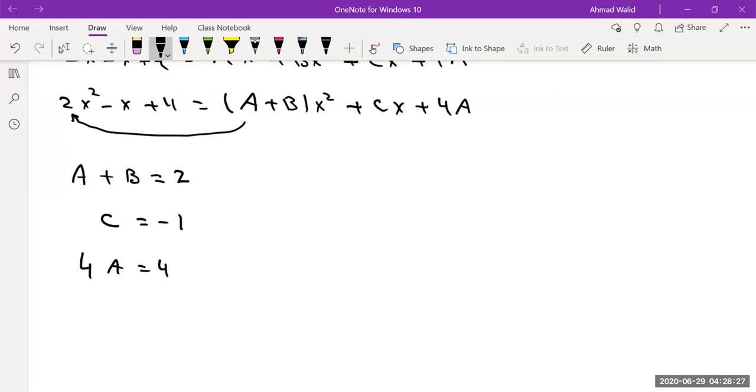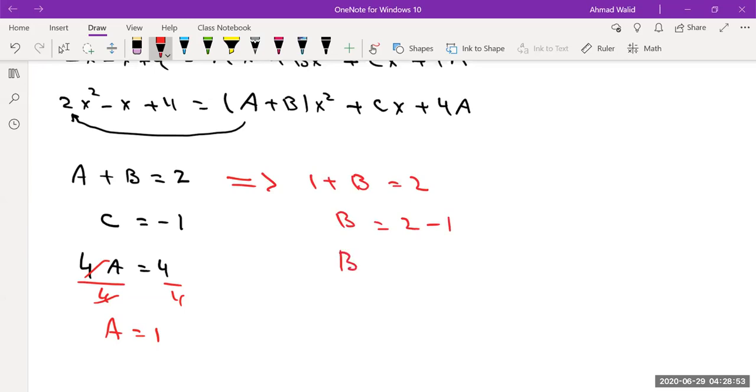You have the value of C already, and here if you divide both sides by 4, you can get the value of A. If I divide both sides by 4, 4 cancels out with 4, then A equals 1. And if I plug the value of A into this equation, 1 plus B equals 2. It means B equals 2 minus 1. That means B equals 1. Now I have the value of A, the value of B, and the value of C.